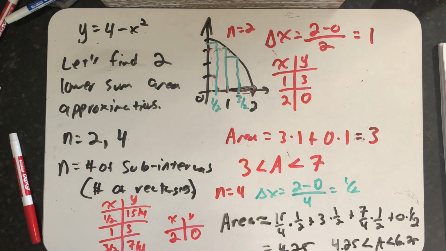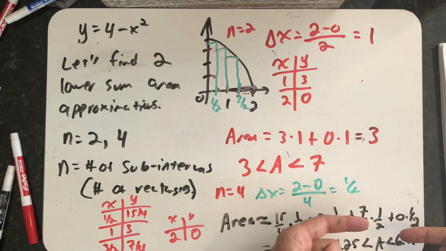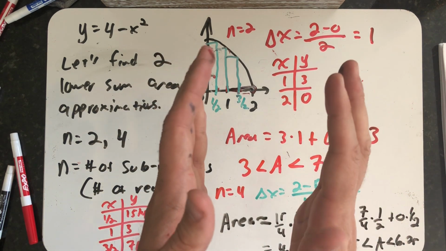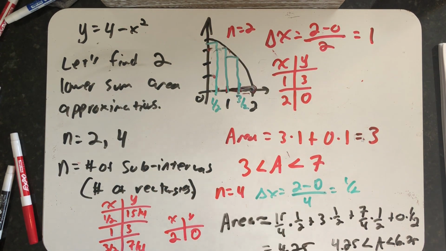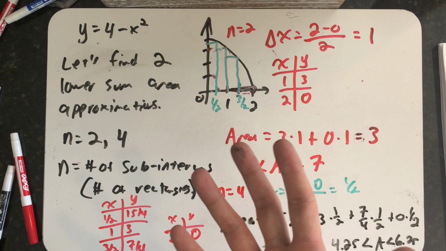And I hope at this point we're all thinking, well, to make this approximation even better, we should use even more rectangles, and then the upper sum would go down more and the lower sum would go up more, and we get closer and closer to sandwiching that true area in the middle of a lower and an upper sum.